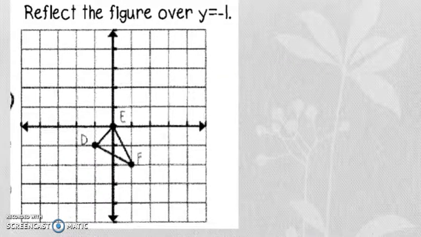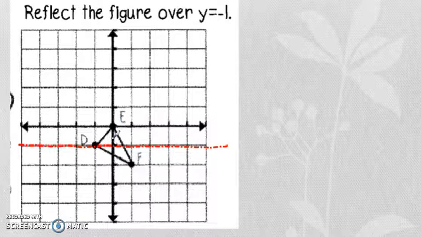In this example, we want to reflect the figure over y is equal to -1. The first thing I'm going to do is draw a line where y is equal to -1. This is our line of reflection. The next thing that I'm going to do is reflect each point over that line.